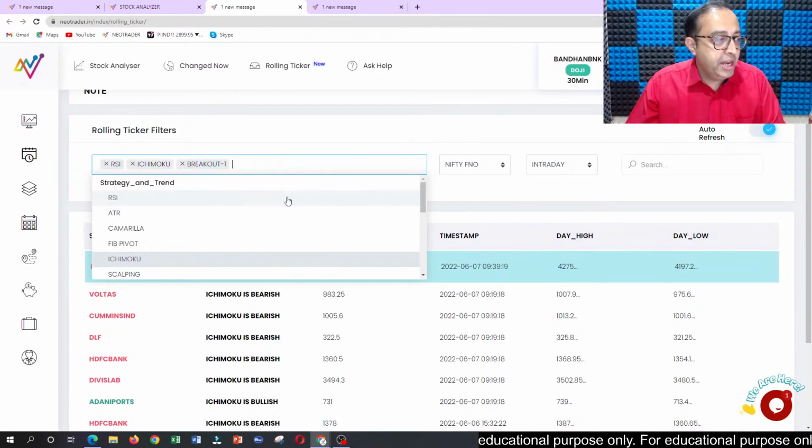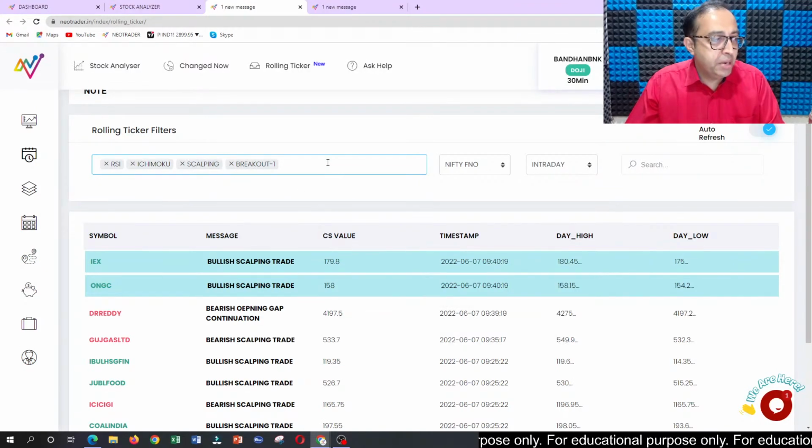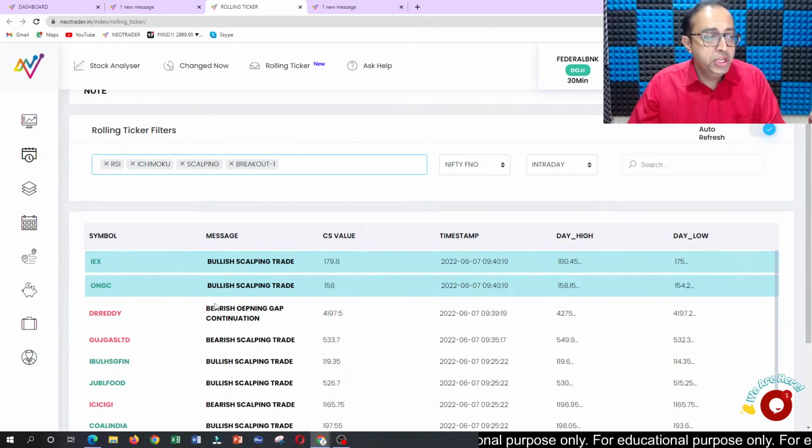And we can add any other, if you're getting any scalping trades, you will get scalping trades here. So you can see here, for example, IEX bullish scalping trade. So you know that if a stock symbol name is in green, that means it's a positive one. You can see here there's a question on ONGC. ONGC is a bullish scalping trade. If you have observed, ONGC was doing well yesterday also. So you can see here that ONGC has appeared in a bullish scalping trade.